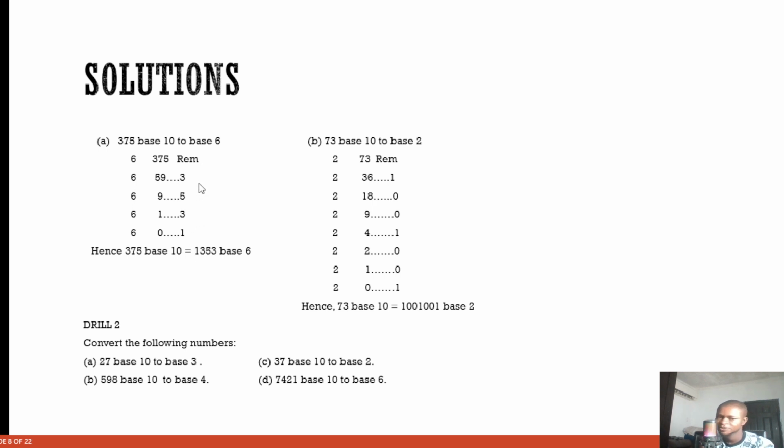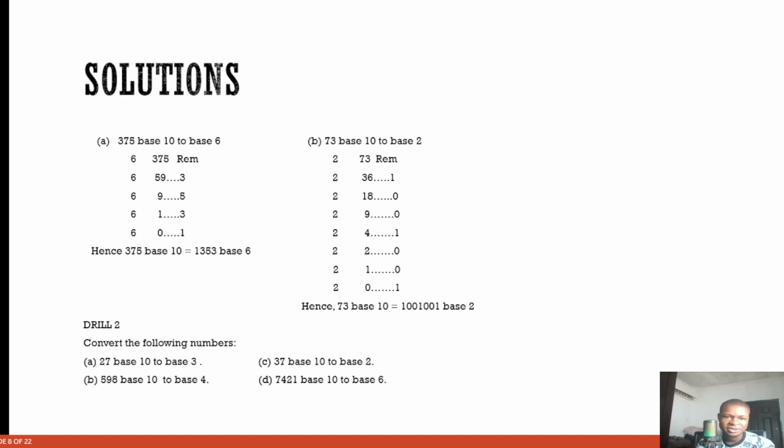So somebody will ask me, why do we take our answer from the downward part to the upward part? Obviously, when we expand this to base 10, we are going to have this. But when we take our answer from 3531 and expand it like that, we cannot get this back, which is 375.